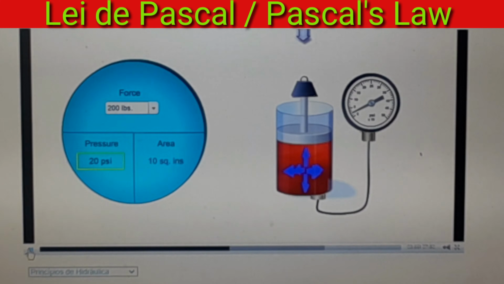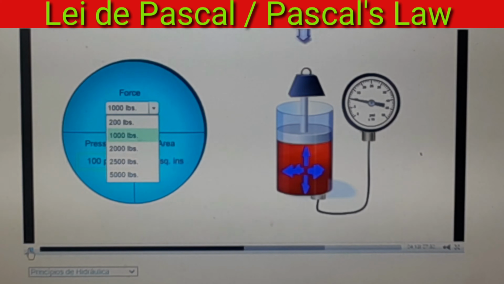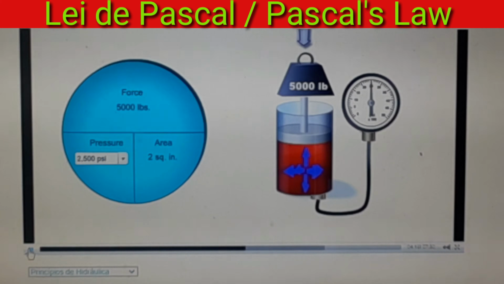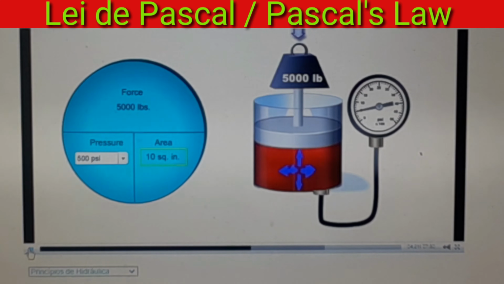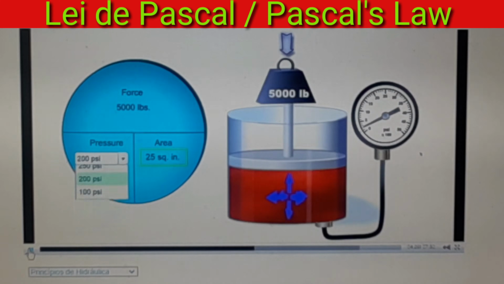Let's try another exercise to illustrate the relationship between force, pressure, and area in a hydraulic circuit. In this example, the surface area is stable at 10 square inches. Use the drop-down box to change the force applied. Notice that when the force increases, the pressure also increases. In this last example, the force is stable at 5,000 pounds. Use the drop-down box to change the pressure. Notice that when the pressure increases and the force stays the same, the area decreases.